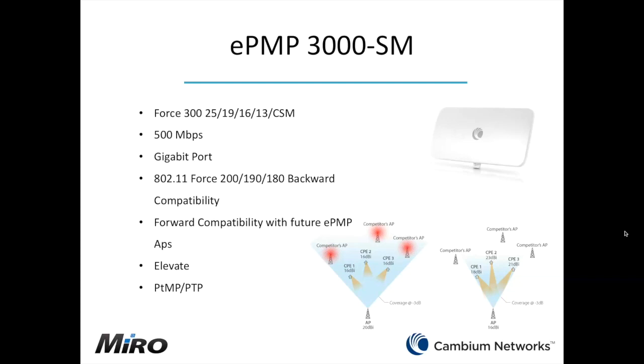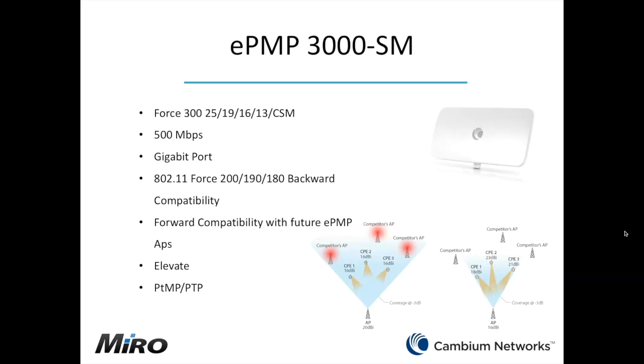But for that to happen, we need a collective effort for us to work together and do that. So yeah, these units obviously max out at 500 megabits per second, and to do that, they are supported by a gigabit port. A question we often get asked is are the units or the EPMP 3000 base stations backward compatible with the previous generation of subscriber modules, such as the 802.11n, Force 200, 190, and 180?